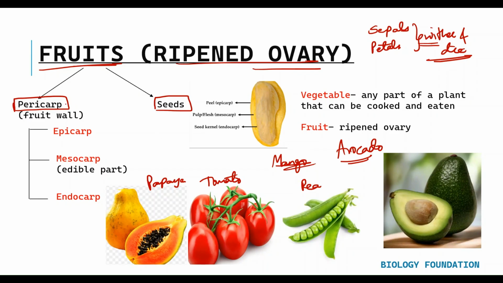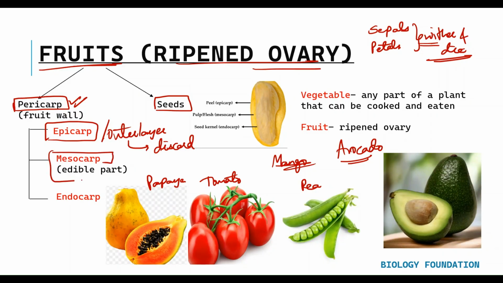Now, what is the pericarp? It is the fruit wall, and inside the fruit you have seeds. In some plants, the pericarp is differentiated again into three layers. Differentiated means it is subdivided into three layers. The epicarp is the outer layer, and this outer layer is usually the one which you discard. I'll explain with an example, then you'll understand. The mesocarp is the edible part, the part which we actually eat, and the endocarp is usually the tough inner part, a hardened part.